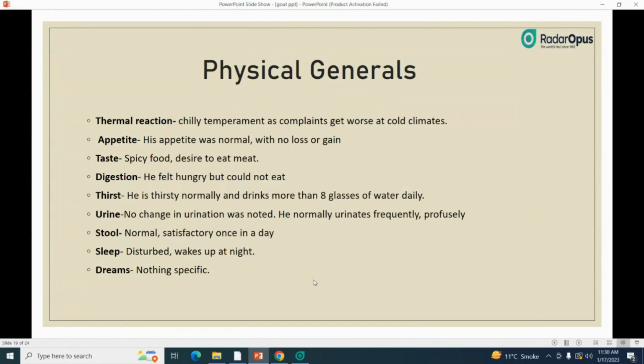In urine, no changes in urination were noted. He normally urinates frequently and profusely. The stool is normal, satisfactory once a day. Sleep is disturbed, he wakes up at night. Dreams not specific.